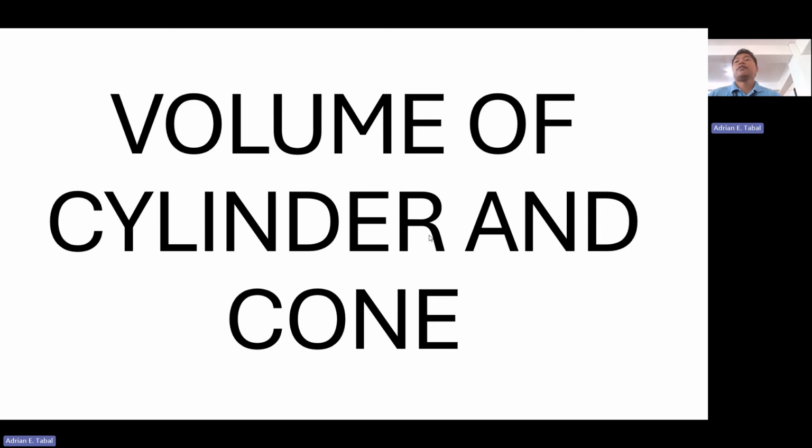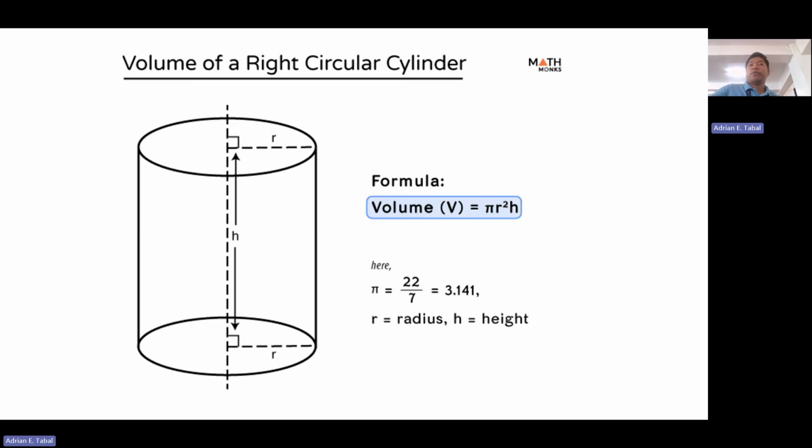architecture or design. In this lesson, we will explore how to calculate the volume, which is the amount of space inside a solid, and the surface area, or the total area covering the outside of cones and cylinders. So let's start with the volume of the cylinder and cone. The volume of a right circular cylinder is what we are going to focus on. That is the most common shape of a cylinder, lata sa sardinas.